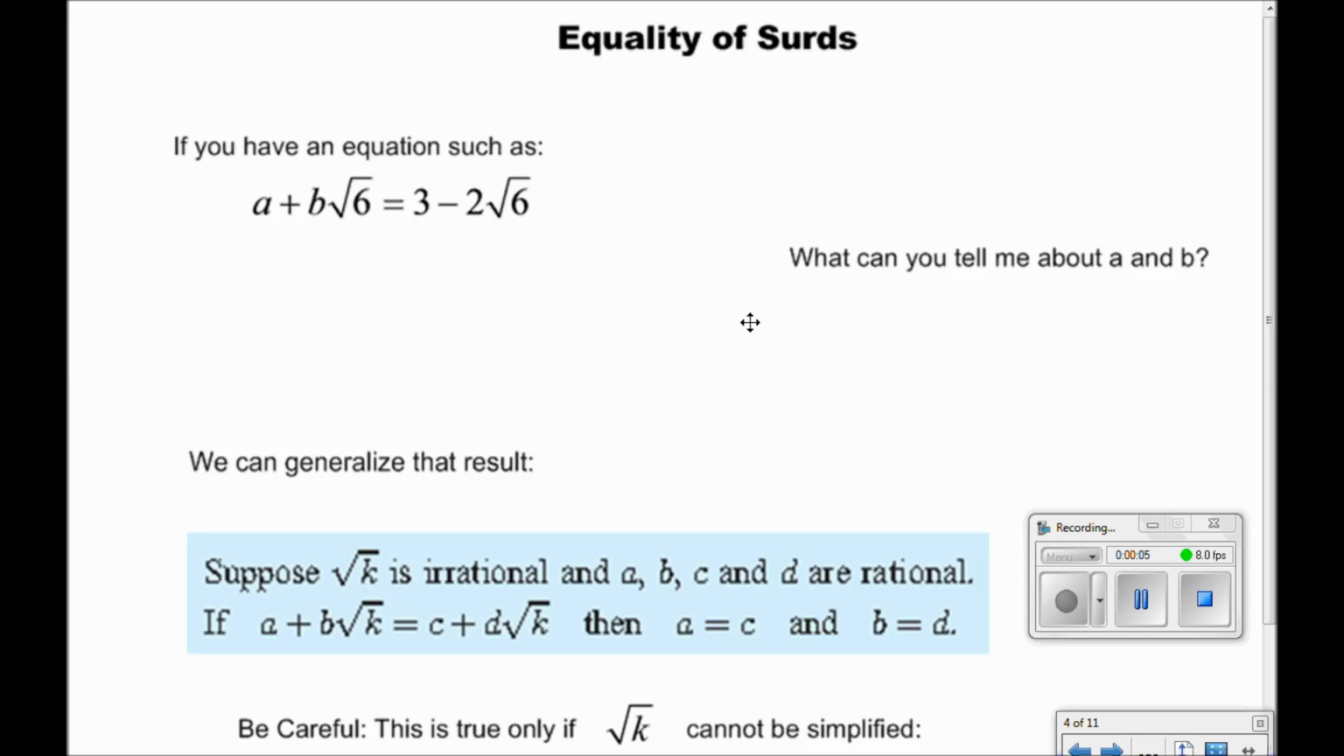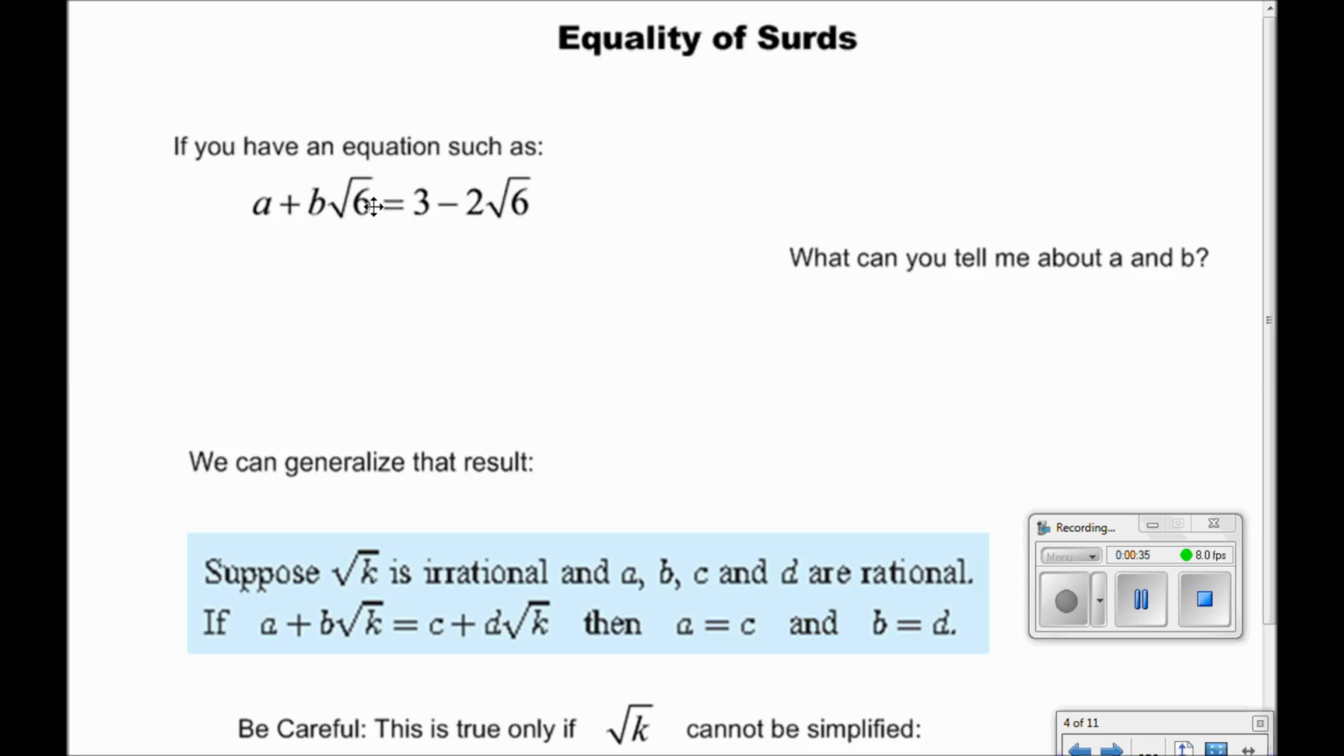Okay, today we're going to look at equality of surds, so equating parts of surds. If we have an equation such as this one, we should think about what are A and B, and how do we know? First of all, hopefully you notice on both sides of the equal sign, we've got the square root of 6, and that square root of 6 has a coefficient on both sides. Here the coefficient is b, here the coefficient is -2.